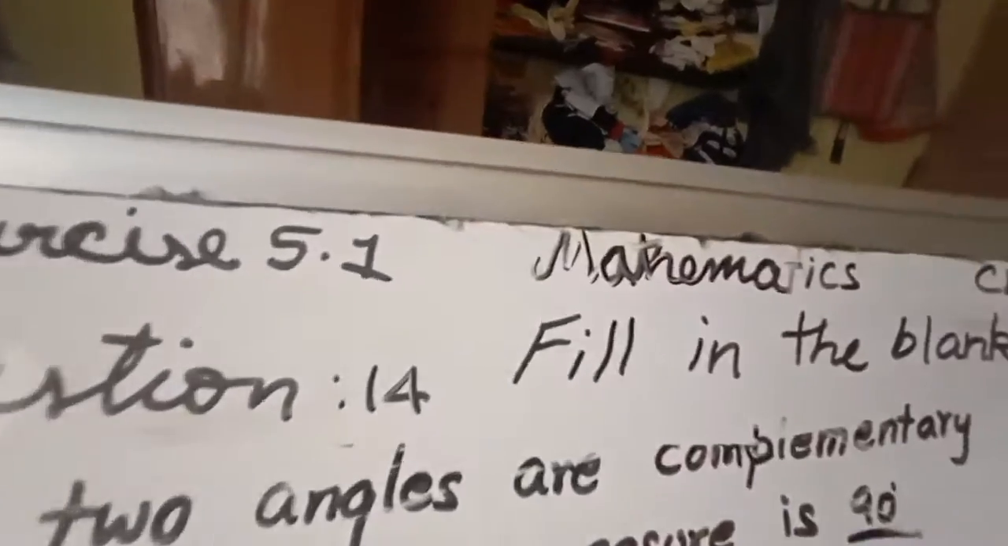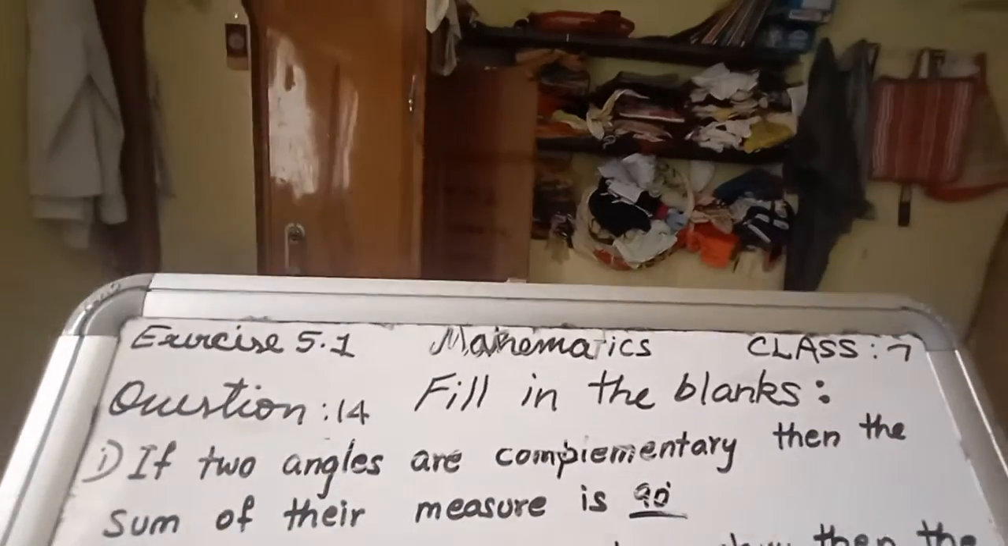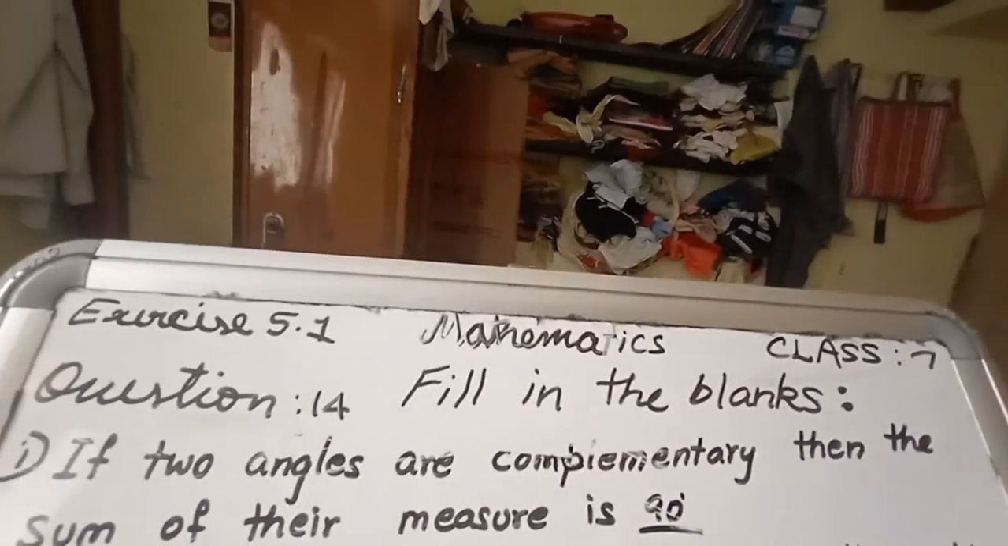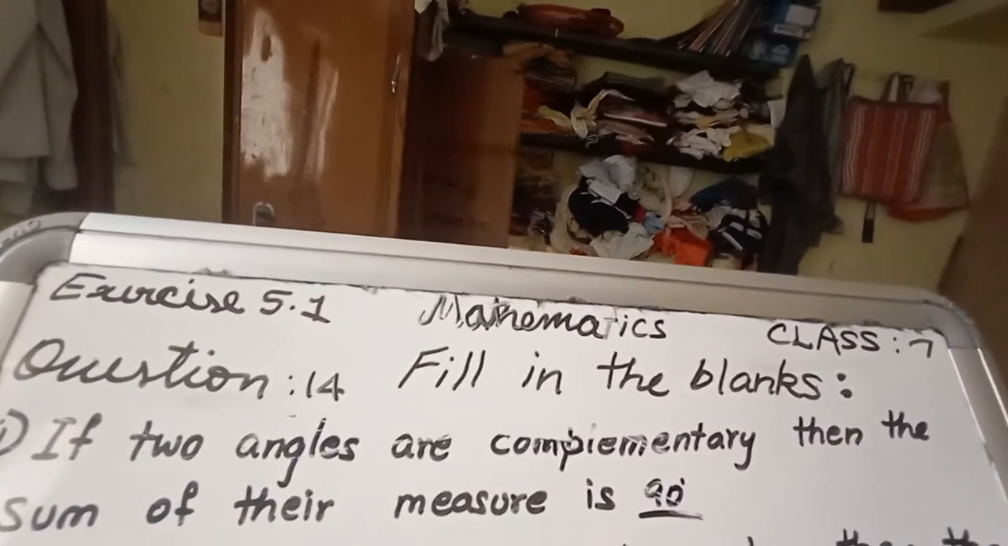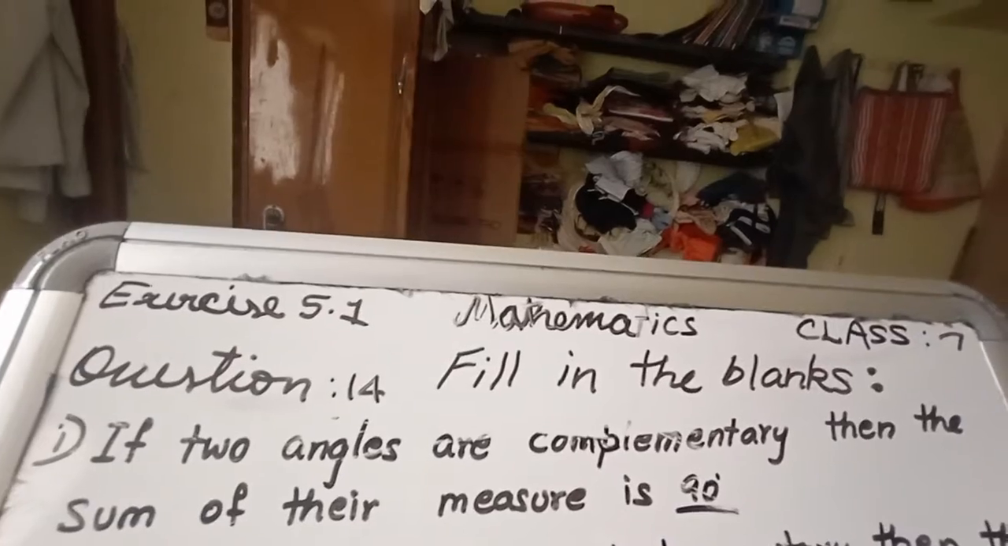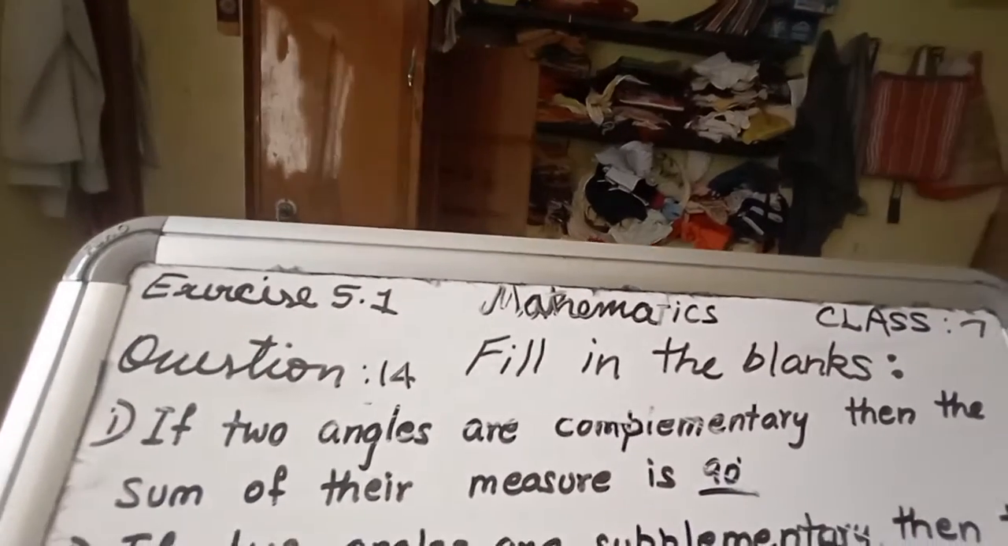Students, today we are going to do question number 14. If two angles are complementary, then the sum of their measures is 90 degrees. If two angles are complementary, the two complementary angles will always sum to 90 degrees. So the answer is 90 degrees.